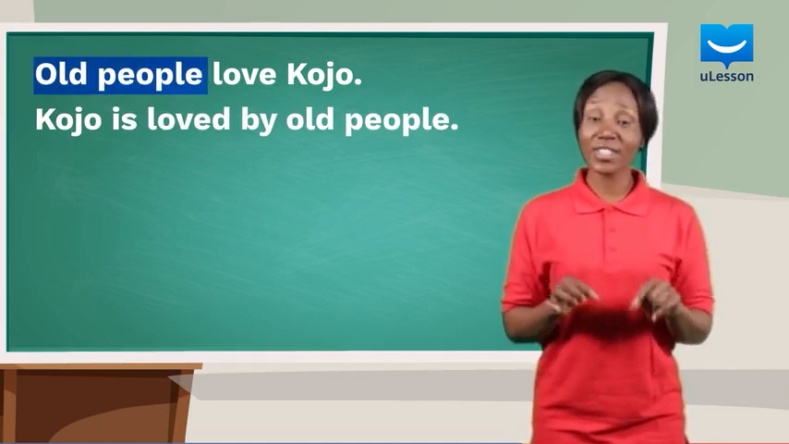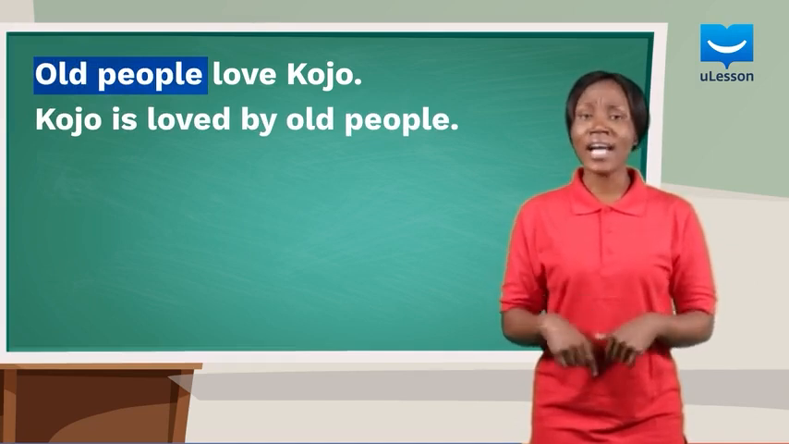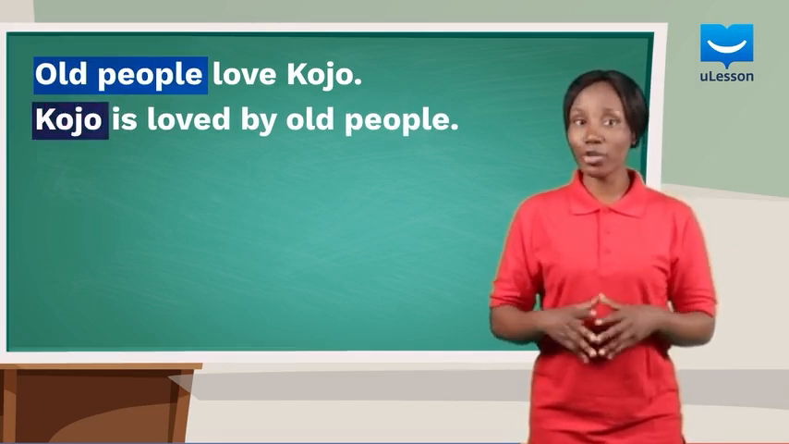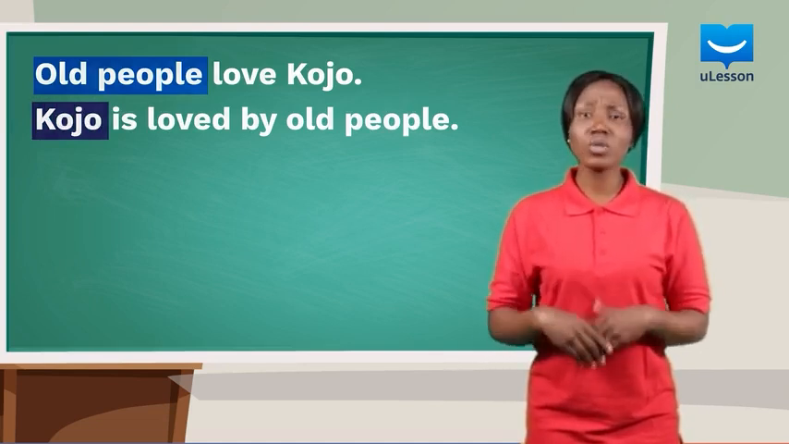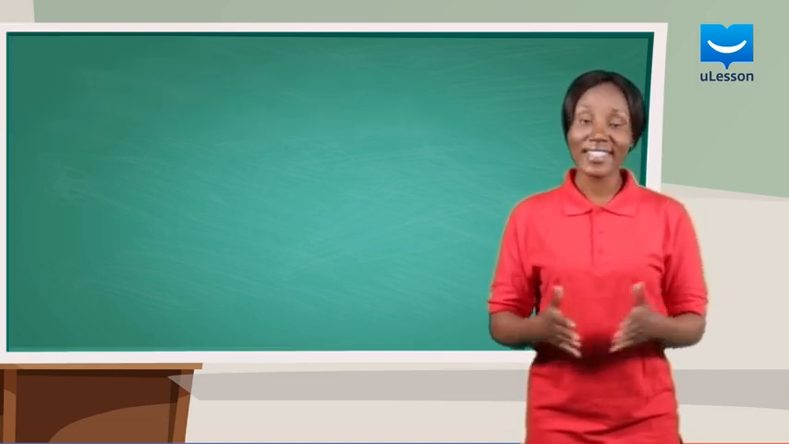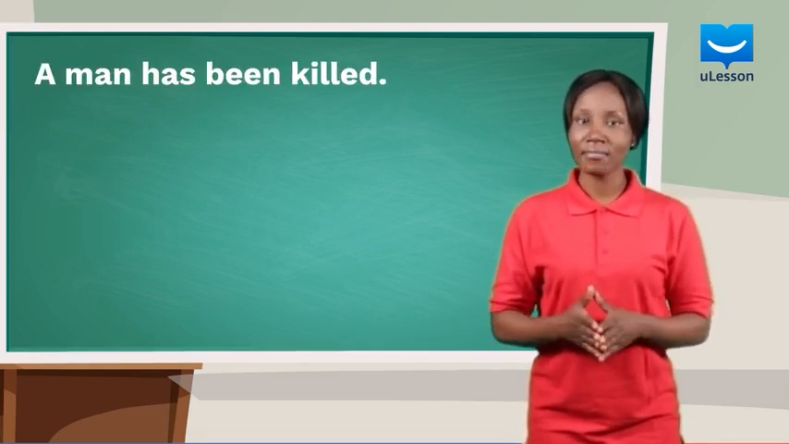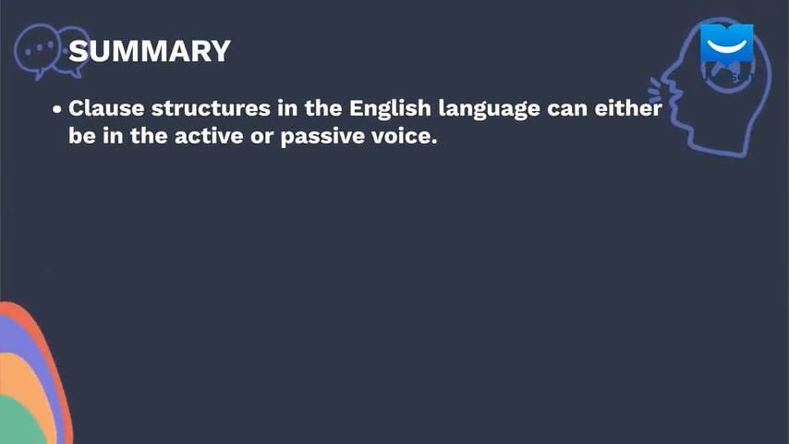In the first sentence, which is active, emphasis is on old people. And in the second, which is passive, emphasis is on Kojo. When you don't know who performed an action, you can also use the passive voice, as in, a man has been killed. In summary, clause structures in the English language can either be in the active or passive voice.